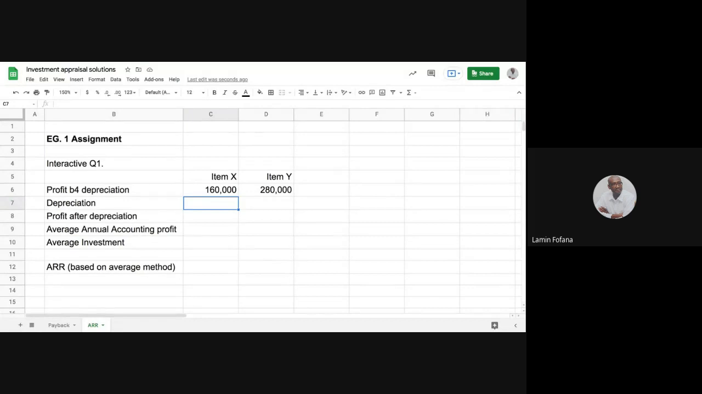Okay, when you read your question, you are told that the cost of the capital is 100,000 and 175,000 respectively. And their useful life is 5 years in each case. And the scrap value for X is 20,000 and the scrap value for Y is 25,000. So what's the total depreciation for each of them? Can someone tell me how we're going to calculate that?